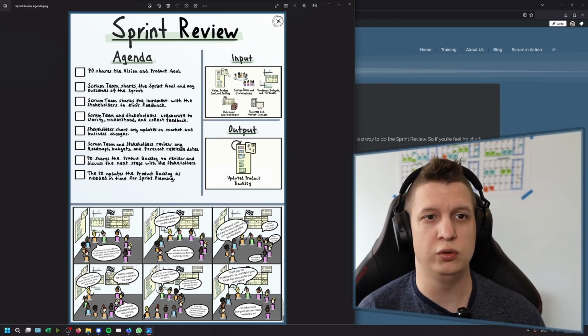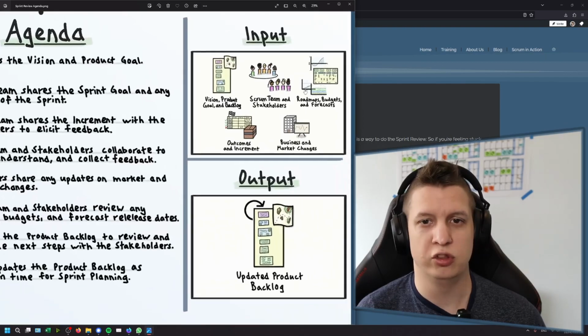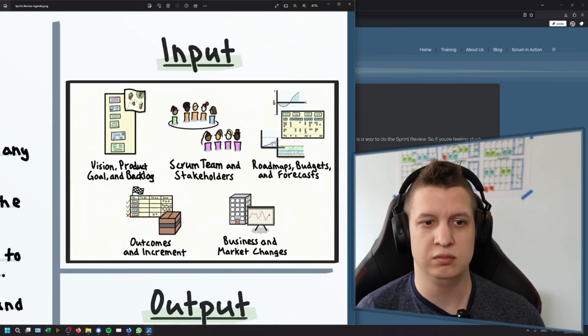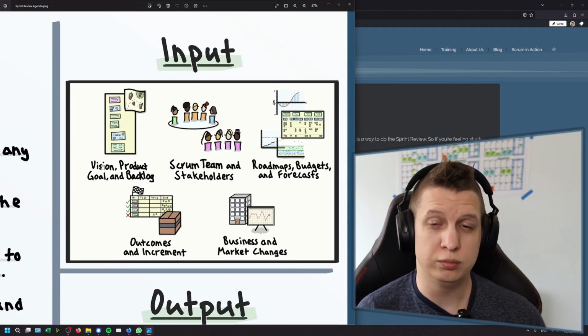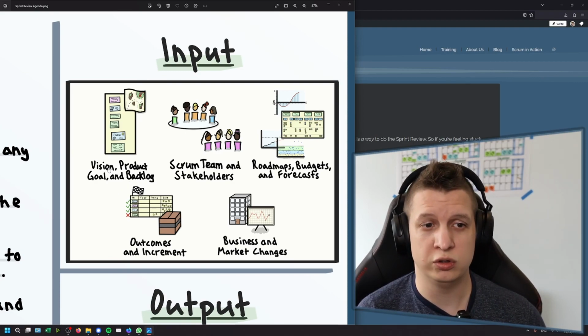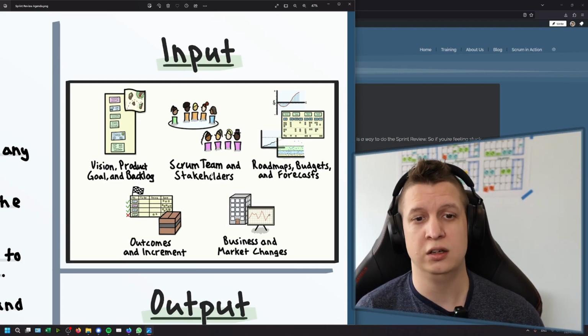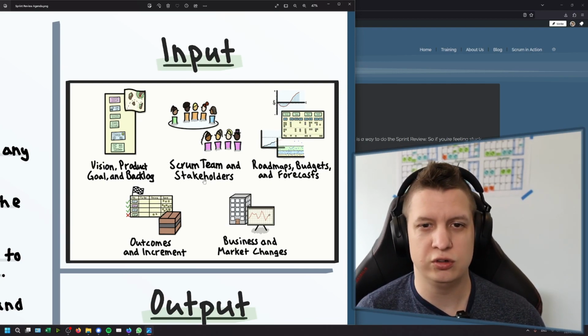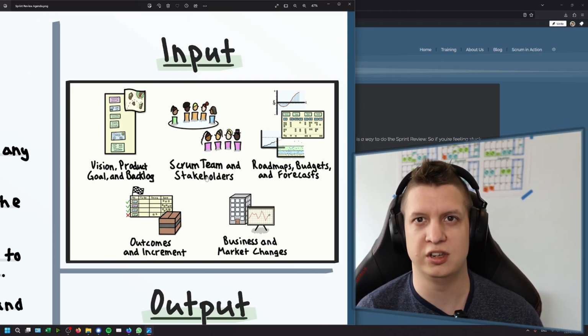So the sprint review. First of all, what are the inputs we need? Well, for the sprint review, we would very much like the product goal and product backlog, of course, if you're doing Scrum. You probably also have a vision. That is something you would want to bring into that as well. You of course need the Scrum team and your stakeholders. Not optional for this event. The stakeholders have to attend. If you don't have your stakeholders there, there's no point.